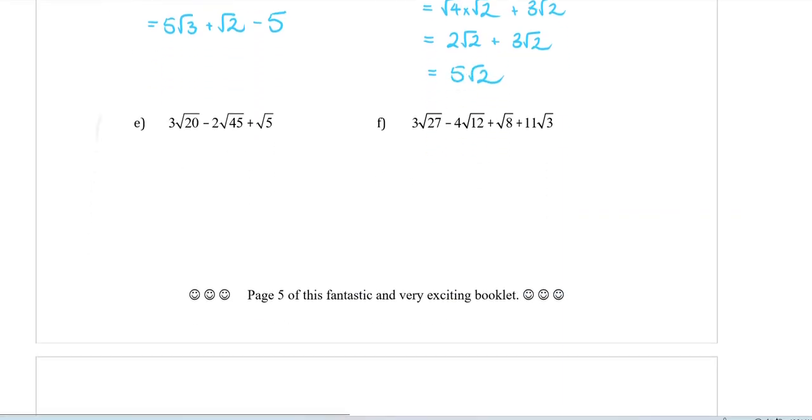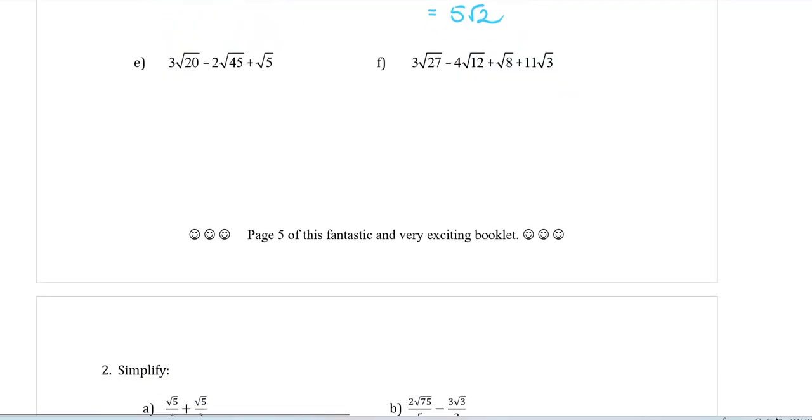Let's do a few more of those, E and F. So I need to go through and simplify each surd. So starting with 20. 20 could be split apart to be 4 times 5. Okay, then I have the minus 2, and now I'm looking at the 45. What perfect square can I take out of 45? The answer is 9. It's 9 times 5. And then the square root of 5 on the end, there's no perfect square that's going to go into that, so it's just going to stay sitting on the end.